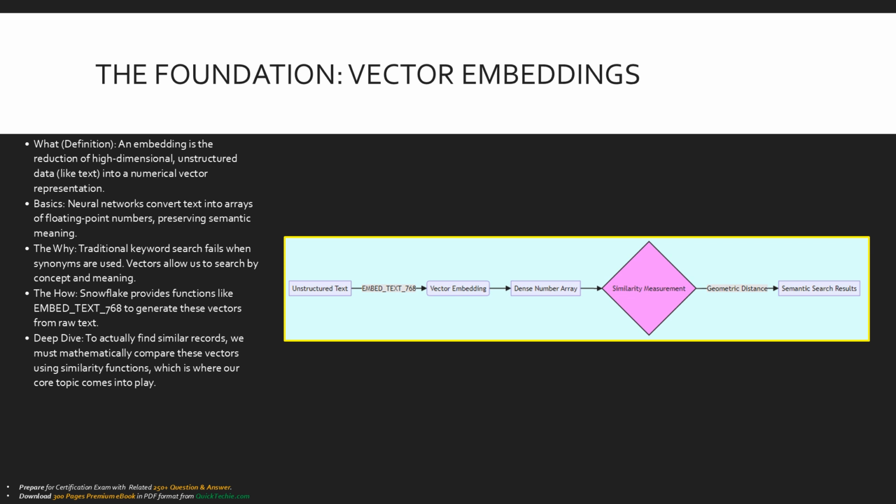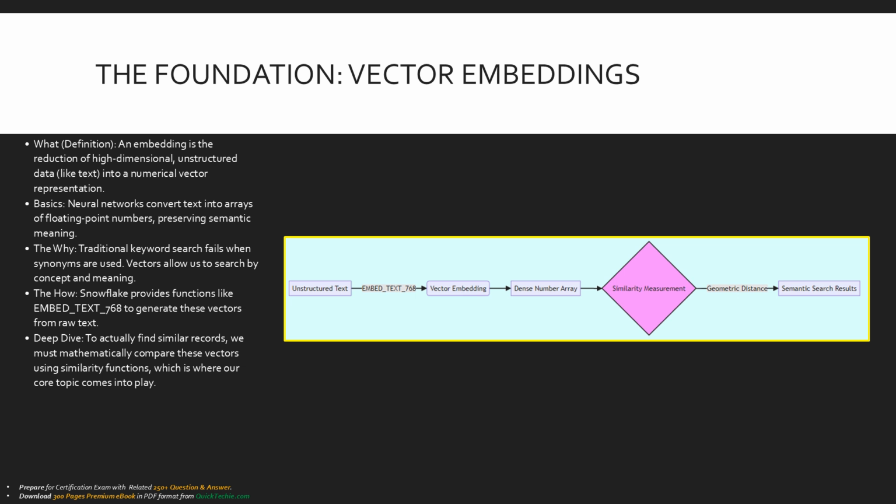To perform a retrieval operation, like finding the most relevant documents for a user's prompt, we need a highly optimized mathematical way to measure the distance between these vectors. Looking at this conceptual flowchart, we see the journey of data. On the far left, unstructured text enters the system. We pass it through a Snowflake Cortex embedding model, which outputs a dense number array, a vector. This vector represents the exact semantic location of the text.